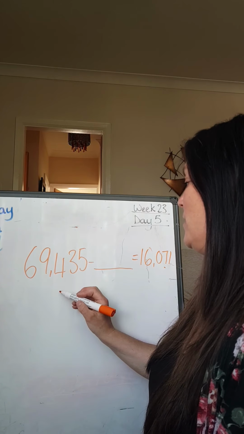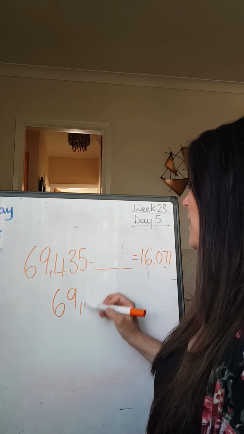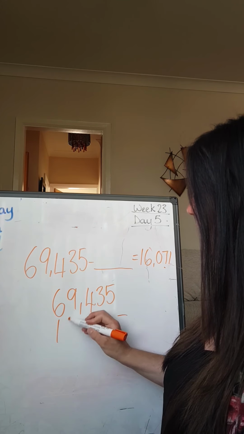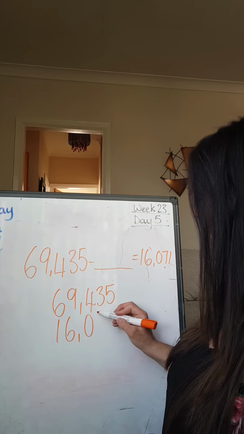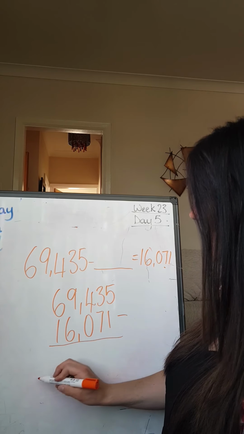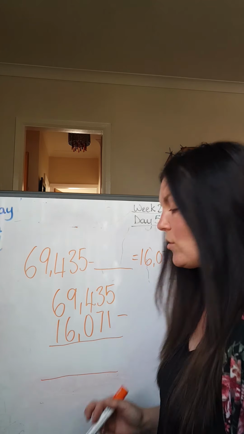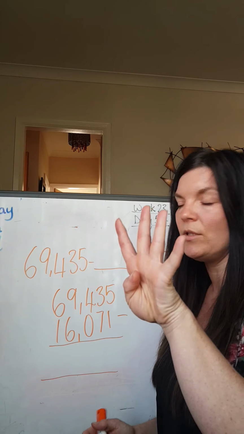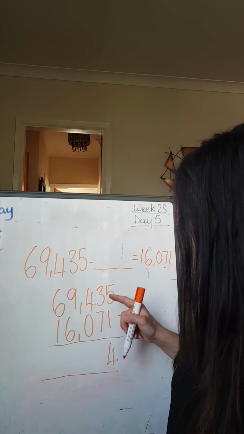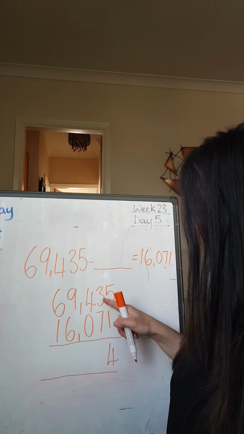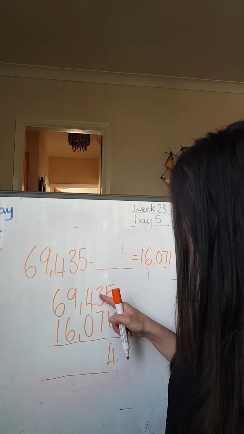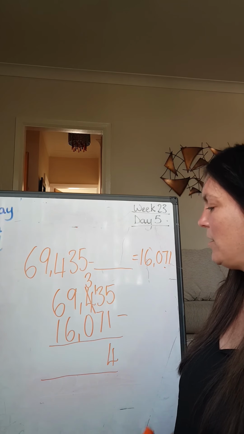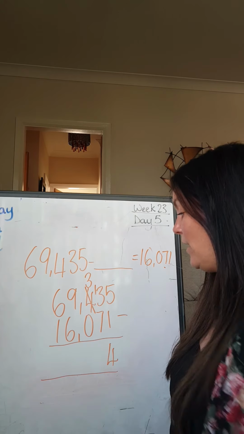I'm going to take away 69,435. Biggest number on top. Take away 16,071. Line up your numbers and let's go through it. More on top, don't stop. 5 take away 1. There's more on the top, is 4. More on the floor in the next column, knock next door. So 7 is more than 3, so I'm going to have to knock next door. Take 1 from the neighbour and give it to the other. Take 1 from here and give it to the neighbour.